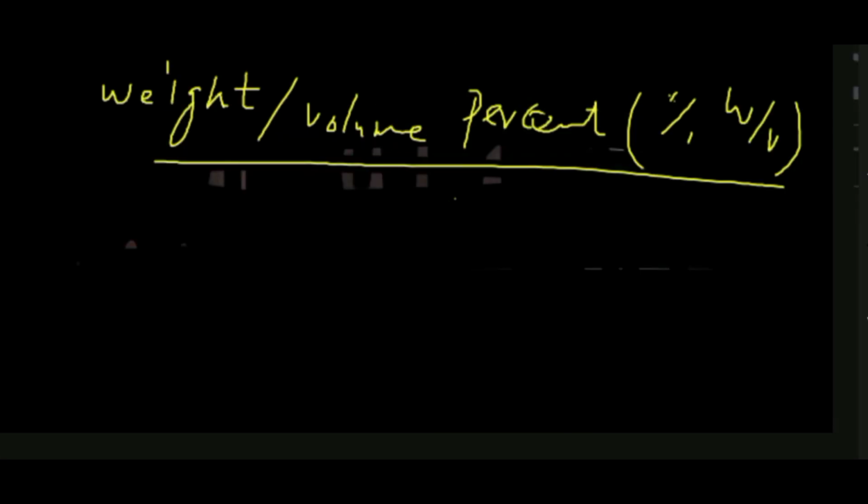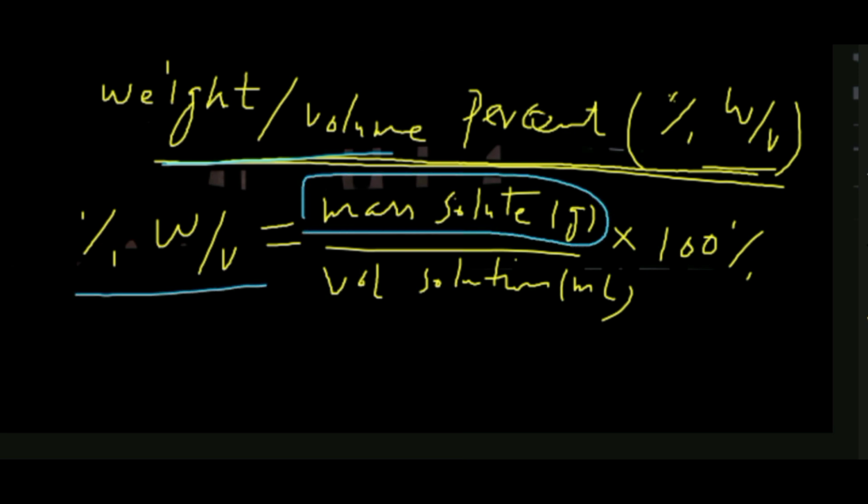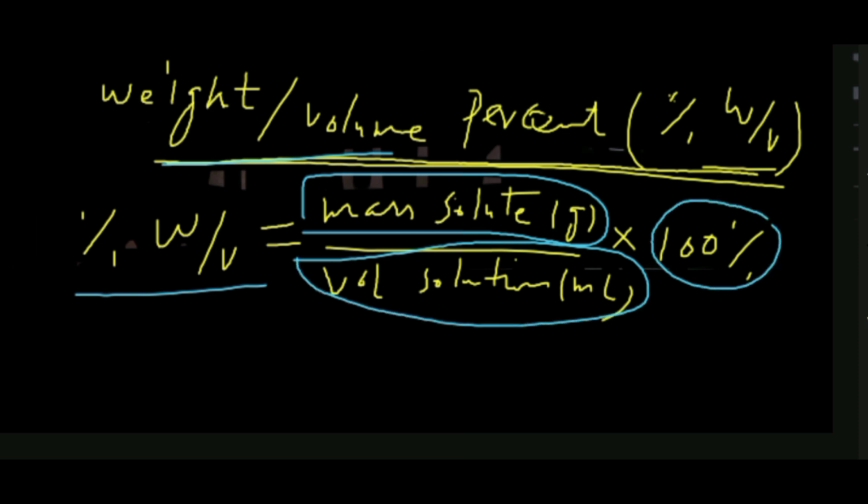So the next one is the weight by volume percent, W by V percent of solution. So what is this? The weight by volume percent is the mass of solute in gram divided by the volume of solution in ml, multiplied by 100%. So from this we can get the percent weight by volume solution.